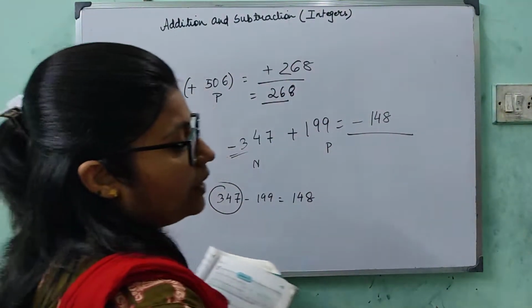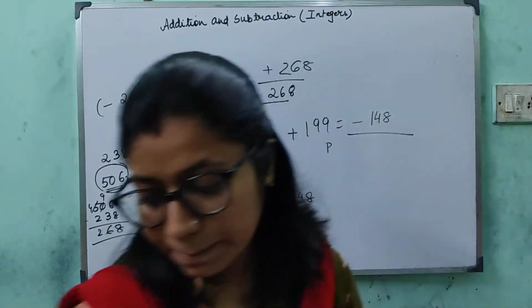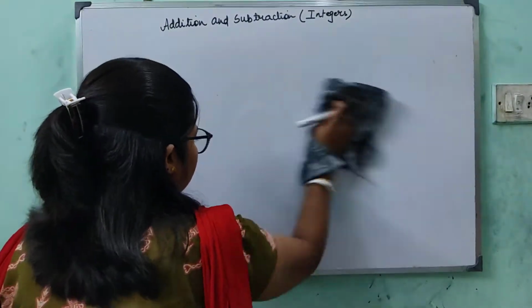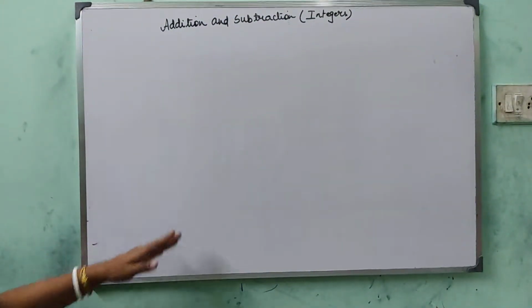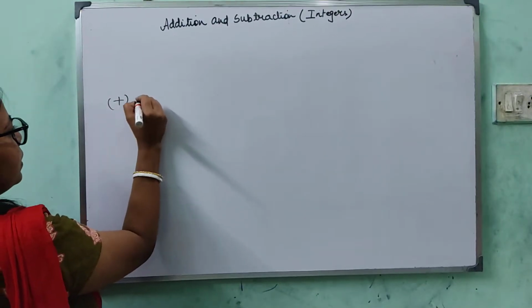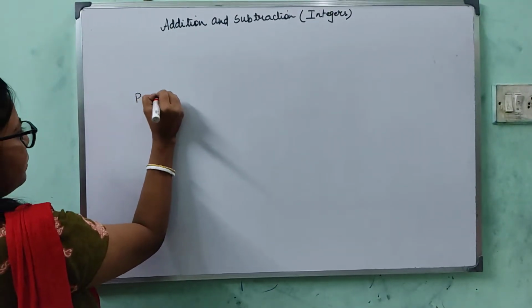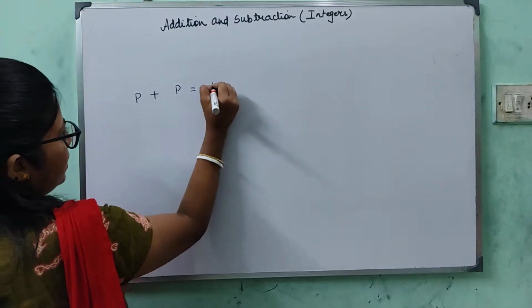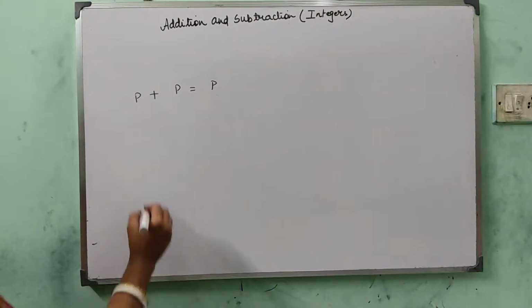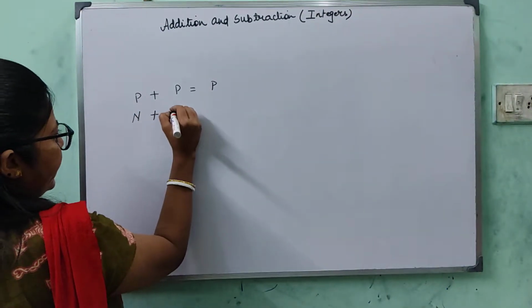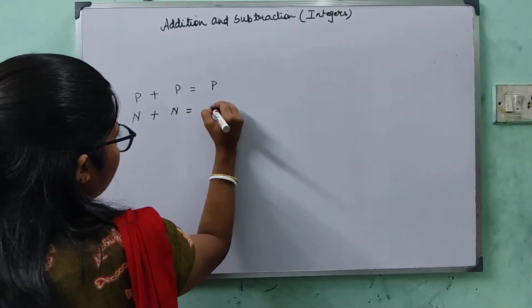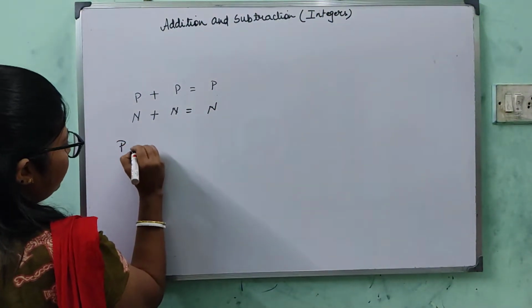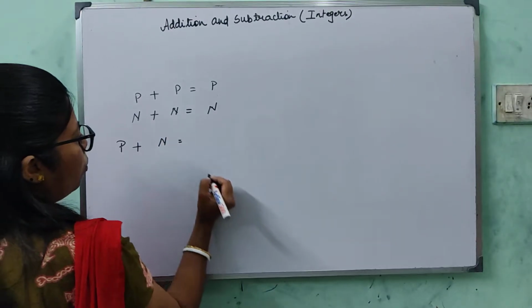So with these examples, what did we learn so far? Whenever I am adding a positive integer to a positive integer, I am getting the answer as a positive integer. Whenever I am adding a negative integer to a negative integer, the answer will be a negative integer. Now whenever I am adding a positive integer and a negative integer, what do we do?